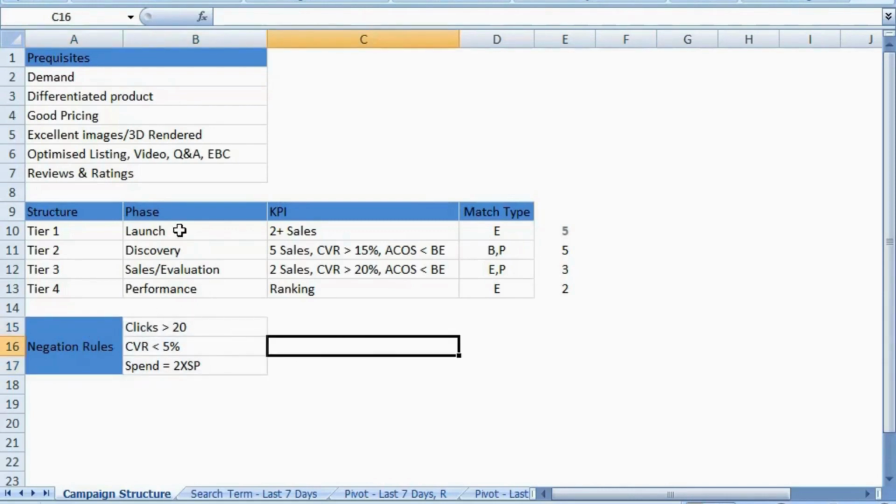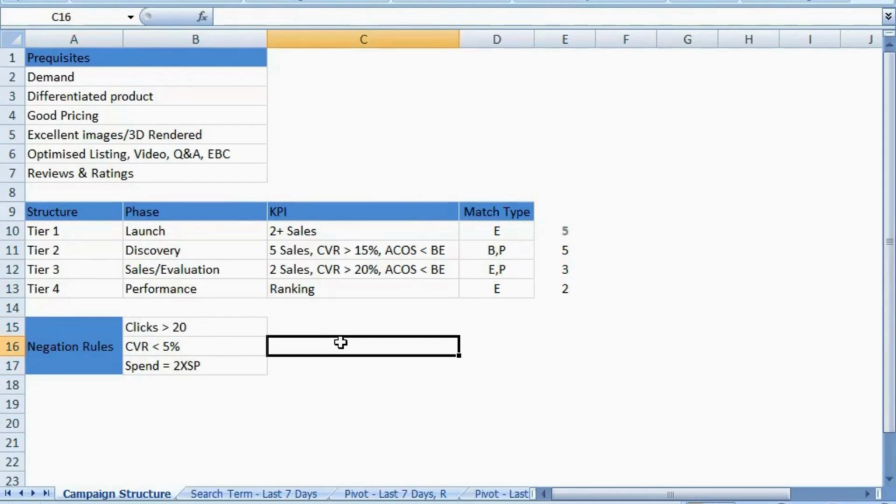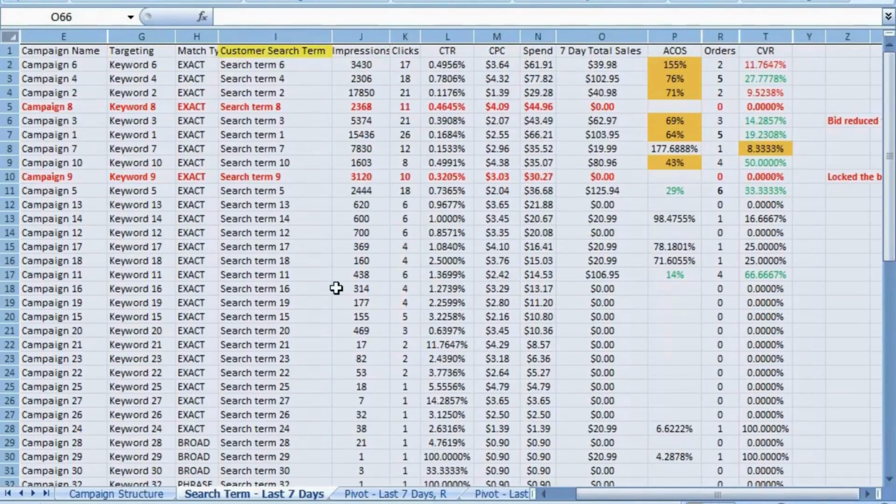Okay, now given that you understood how to transition from tier 1, tier 2, tier 3, tier 4, and you also have some basic understanding of negation rules, let's study a search term report from sample data. Let's see how we study this data, what kind of decisions we make, and how we review this data on a weekly basis. This exercise is really important because you get complete clarity and visibility into what we exactly do in terms of PPC. The first thing that we do is look into our search term report.